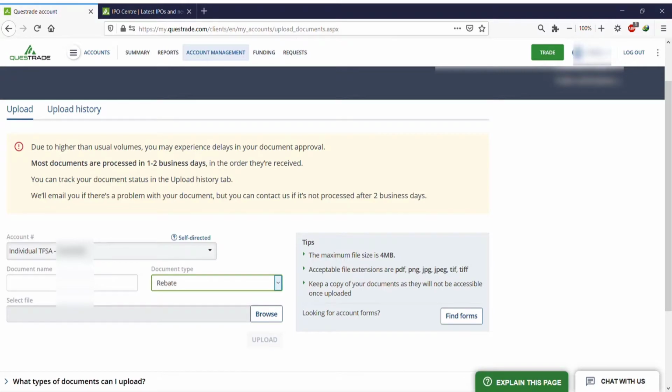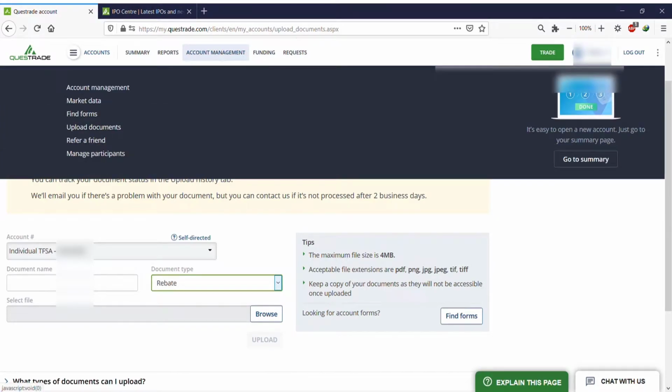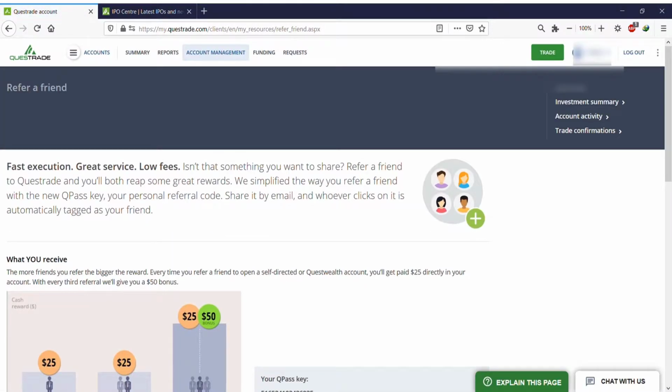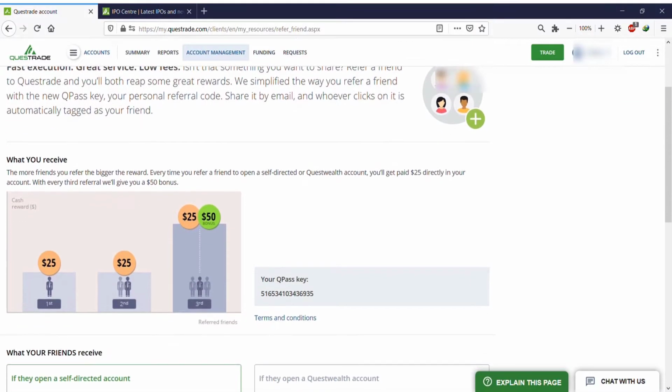Let's go again to account. So account management, for example, refer a friend is the one that I talked about. If you click on refer a friend, here's where you can find your refer code. There is a button that you have to click.